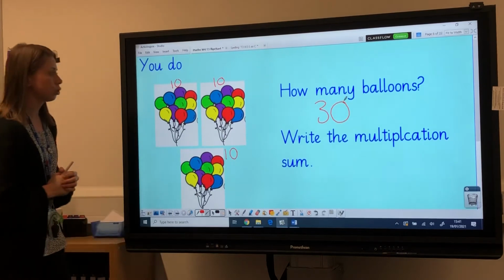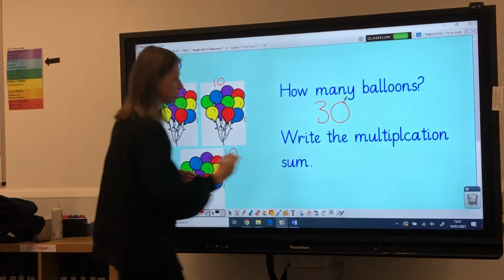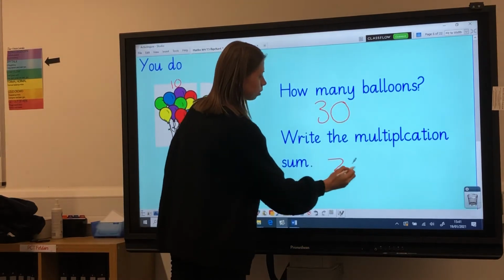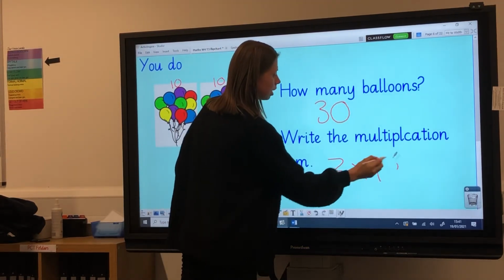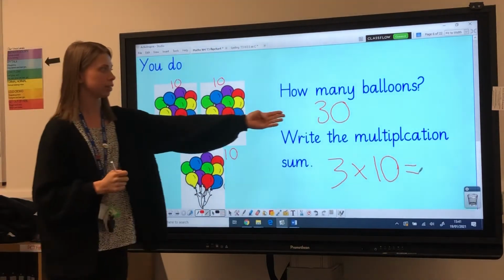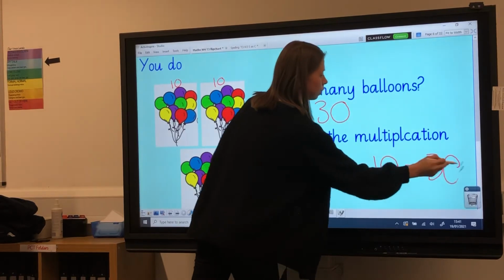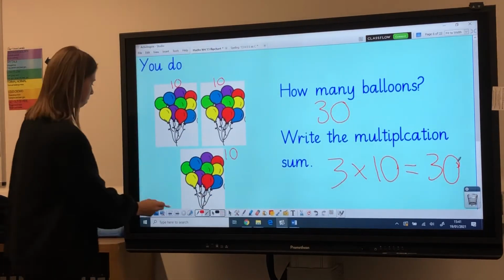And the multiplication sum would be, we've got 3 groups of 10, haven't we? 3 groups of balloons, so 3 lots of 10. 3 times 10. And your answer, we already know the answer, because we've already worked out how many balloons there are to begin with. So that's 30. 3 times 10 is 30.